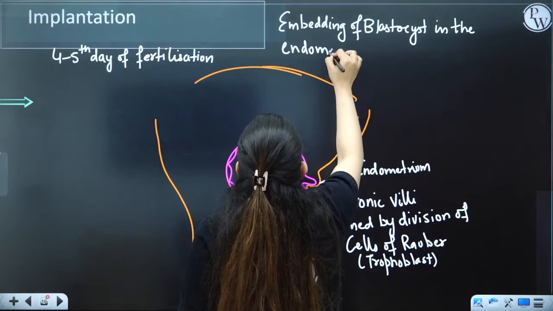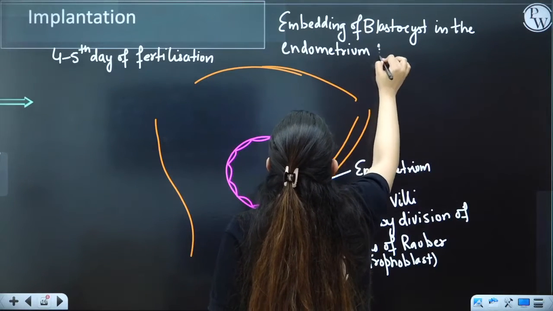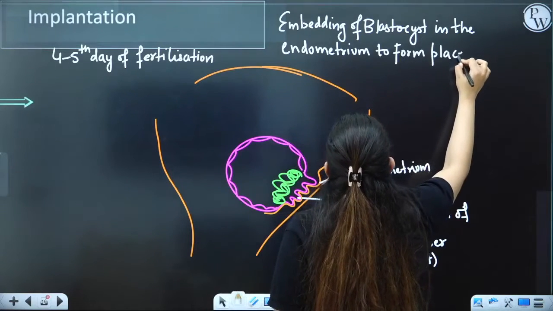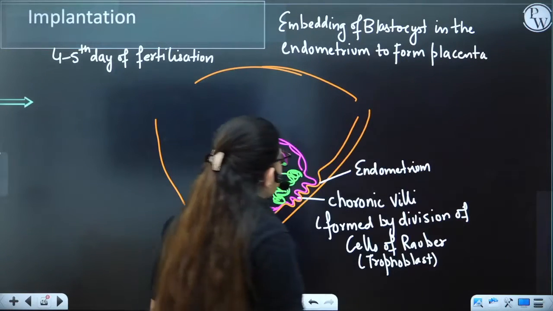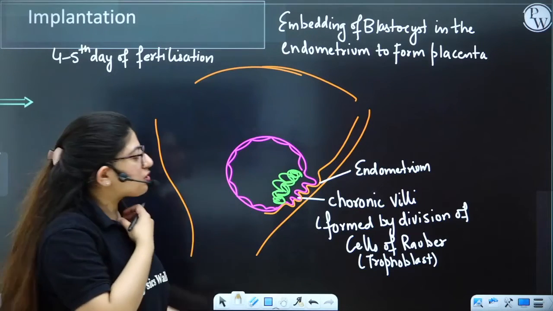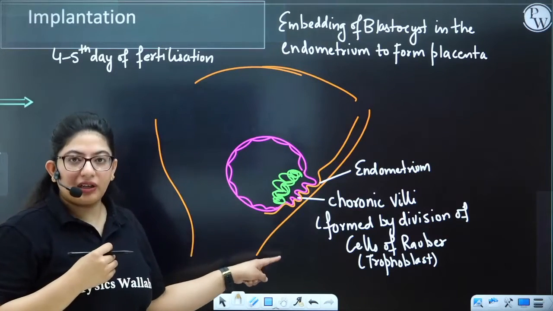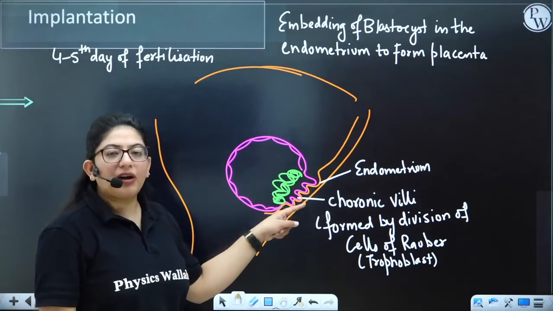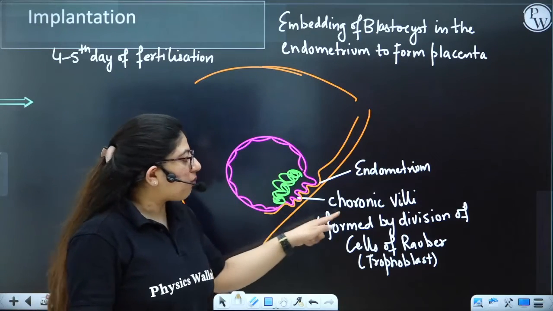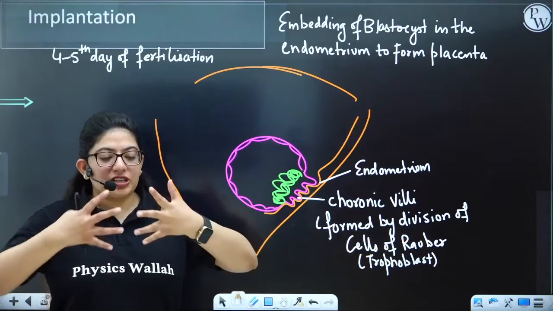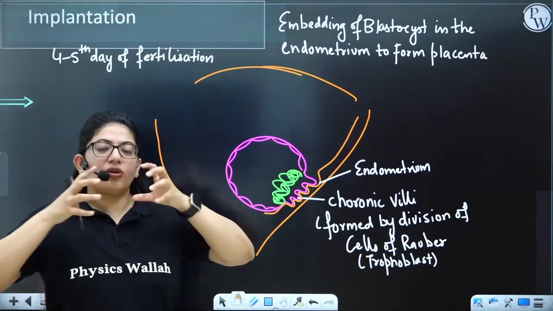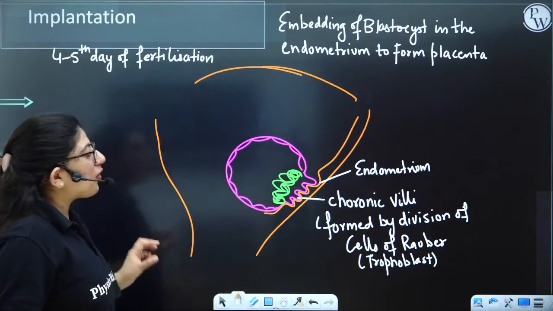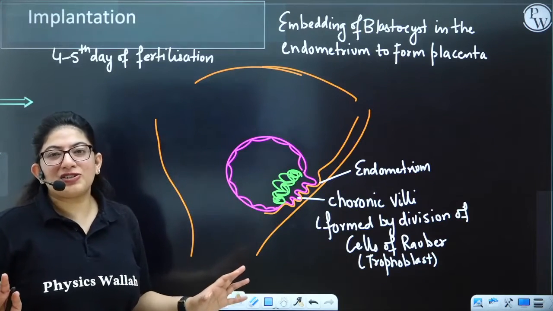In the endometrium to form placenta. So placenta, as you know, now it has two parts. One part is contributed by the endometrium, the maternal part. Maternal means mother's part. And another is the fetal part or embryonic part that is formed by the chorionic villi. So this is how it will embed and later on it will enter inside the endometrium. Right? So this is what implantation is. I hope that's pretty clear to everyone.